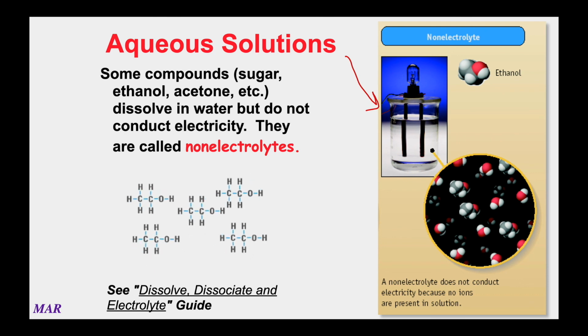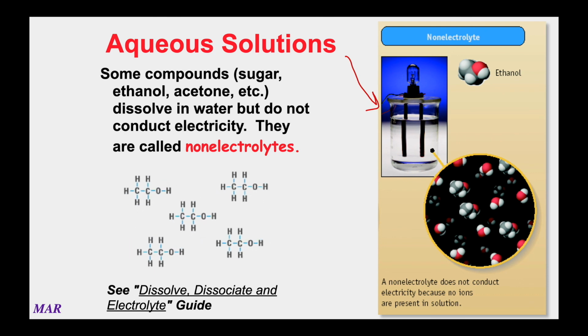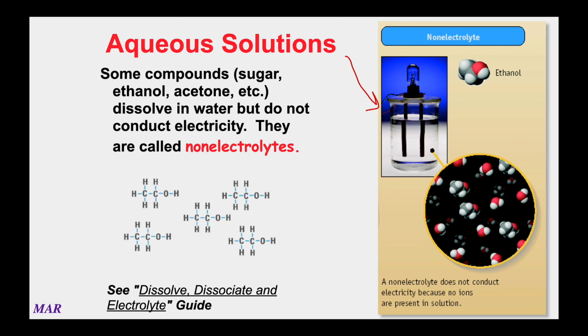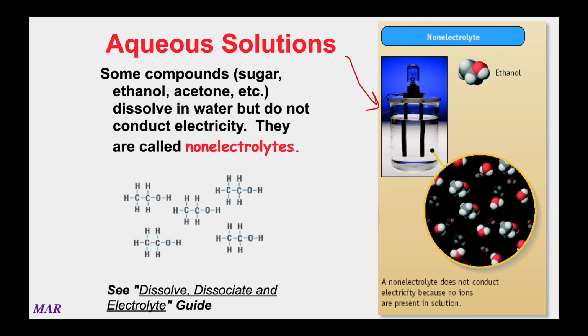Some compounds that dissolve in water, such as ethanol, do not dissociate into ions at all. Such compounds are called non-electrolytes. They do not conduct electricity. These compounds do dissolve in water, but they don't dissociate in water.